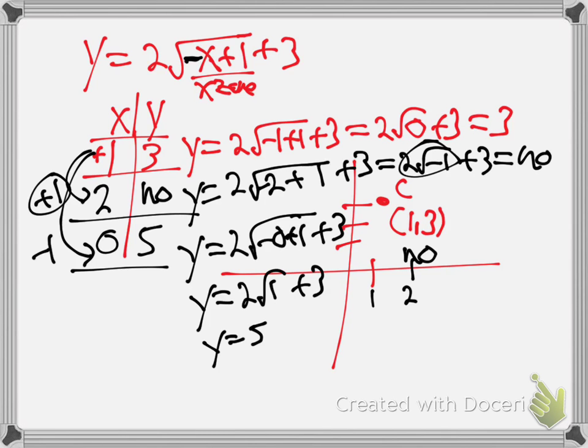Plus 3, right? So 5? So over 0, up 5. We good? And there goes the graph. Whoops, I just did a funny thing. There we go. Over 0, up 5, and there goes the graph.